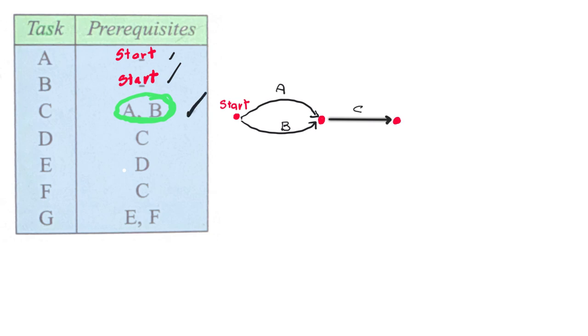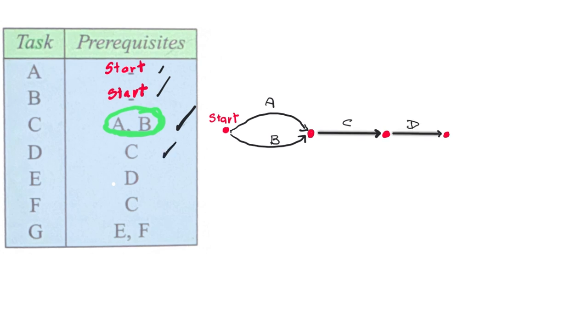And now that I've done task C, I can proceed doing task D from C. And now that task D is done, I can do task E. Now that I've done task E, I want to do task F. To do task F, I need to have finished task C. Now we come again to two prerequisites which have two tasks. So to do task G, I must unite the task E and F together at the end.